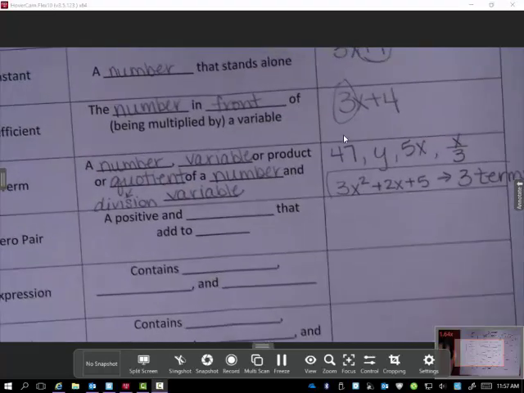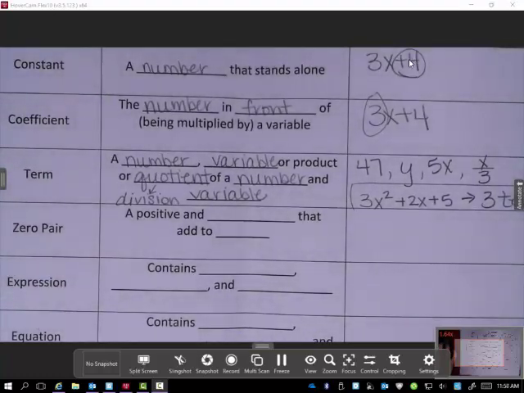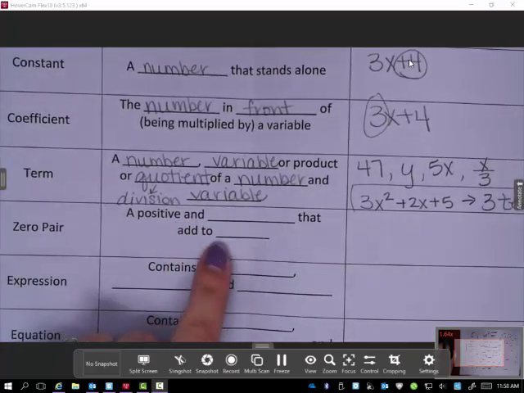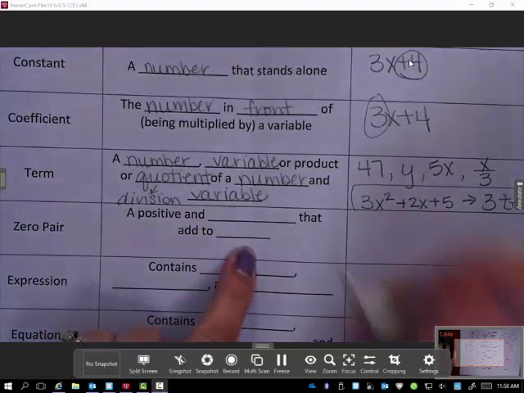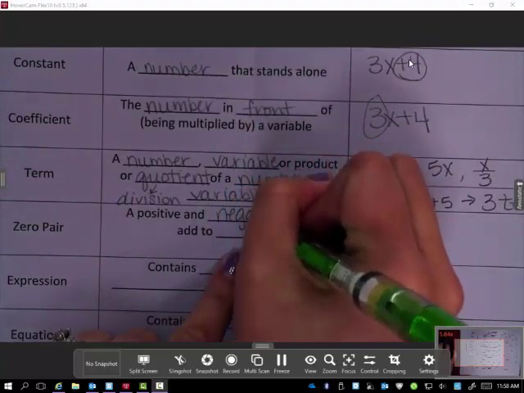Let's look at zero pair. I'm not sure if Mr. Hander used this vocabulary word last year, but once we start talking about it, you're going to know what I'm talking about. See if you can figure out what the blanks are. It says a positive and blank that add to blank. A positive and negative that add to 0. Good.